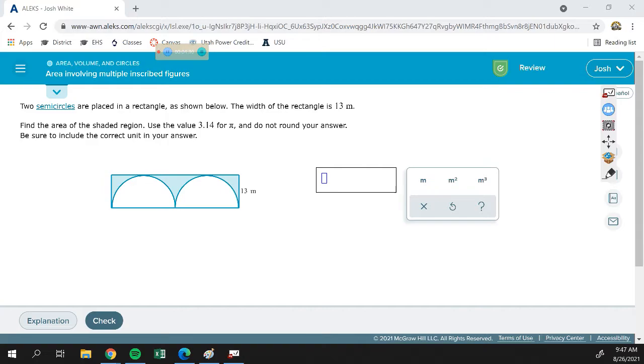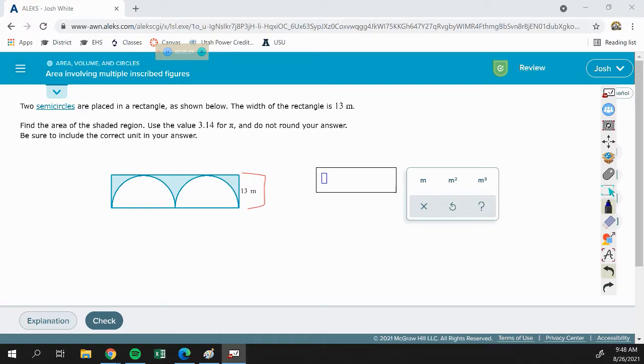Okay, here's our first type of problem. 2 semicircles are placed in a rectangle. The width of the rectangle is 13 meters. So from here to here is 13 meters. Find the area of the shaded region, and instead of using pi, we're going to use 3.14.